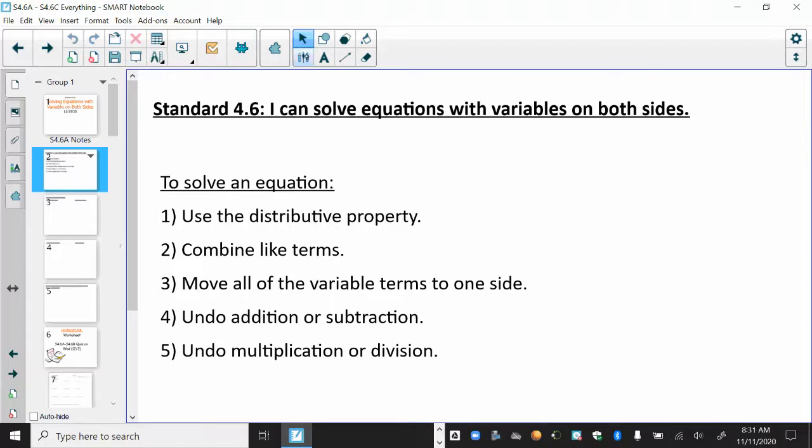So, to solve an equation, we're going to use the distributive property first. After we've distributed, we're going to combine like terms. Then we're going to move all of the variable terms to one side. Then we're going to undo addition and subtraction. And lastly, we're going to undo multiplication or division, right?